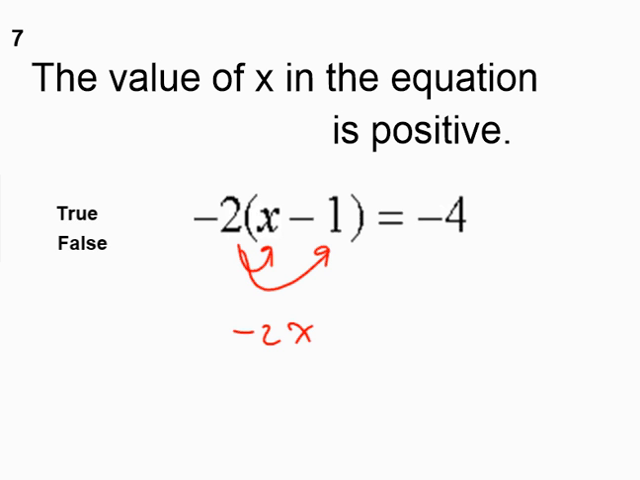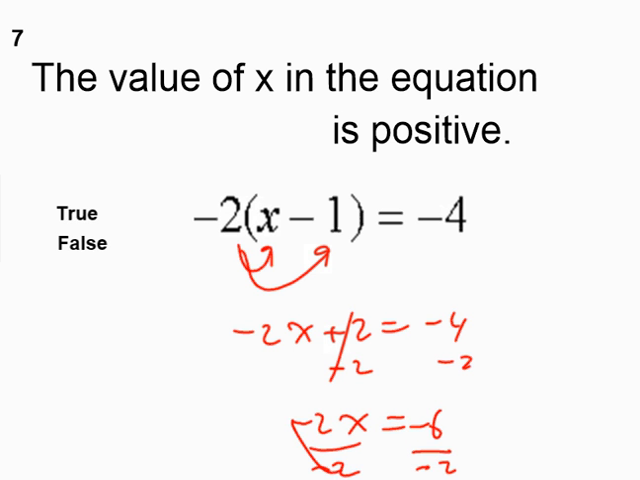-2x, and a -2 times a -1 is a +2. I'm going to subtract 2 from both sides to get rid of the constant. Divide both sides by -2, and x equals 3. Therefore, it's true.